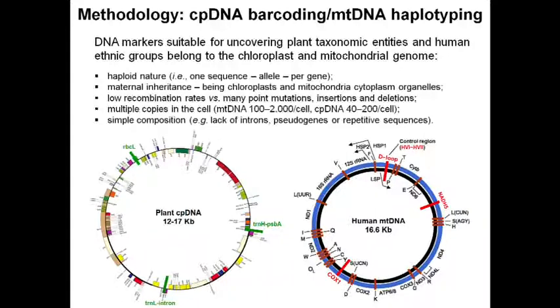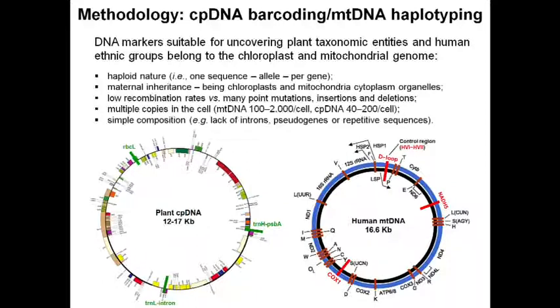I don't want to give too many details on the methodologies we used, but let me tell you that we adopted chloroplast DNA barcoding and mitochondrial DNA haplotyping, which are very powerful, robust, and reliable methodologies for uncovering plant taxonomic entities and human ethnic groups. Usually DNA markers belong to the extranuclear genomes, like the chloroplast and the mitochondrial genomes. We selected very standard, universal DNA markers for DNA testing.